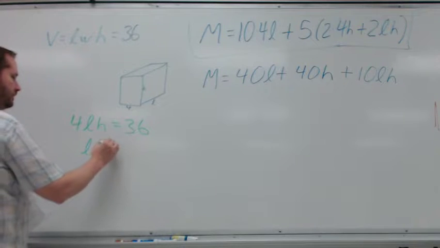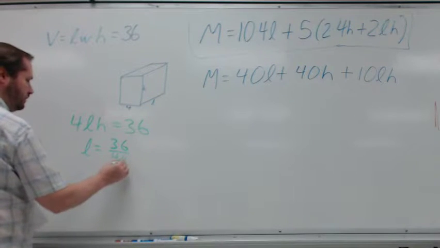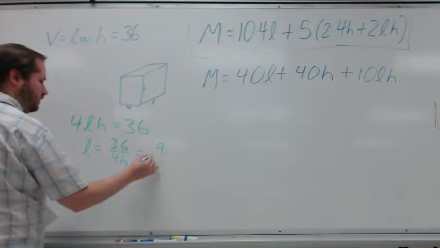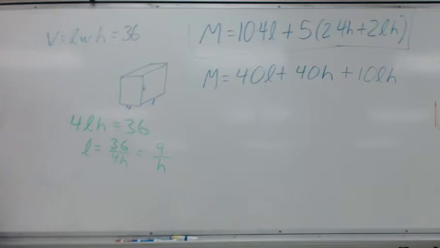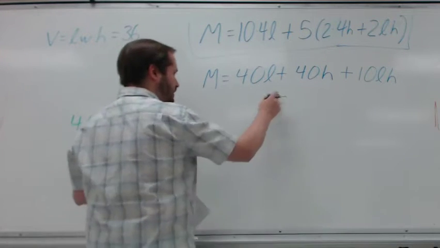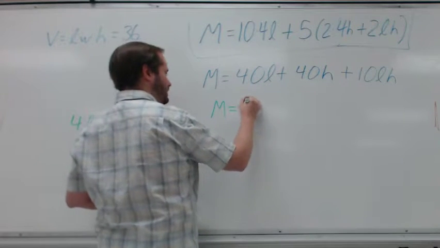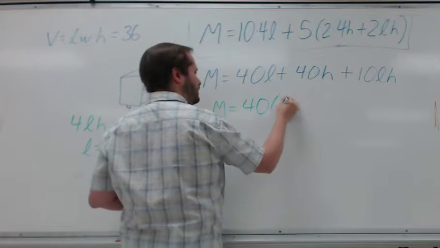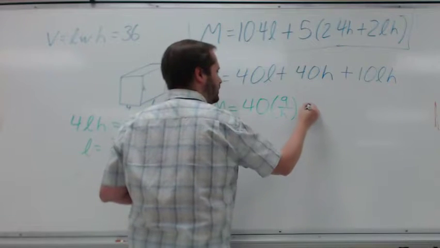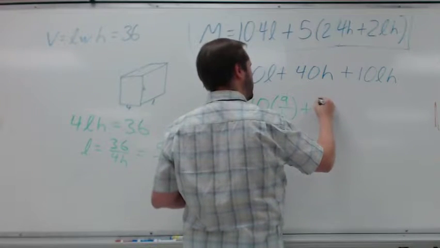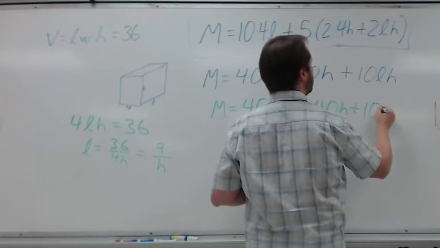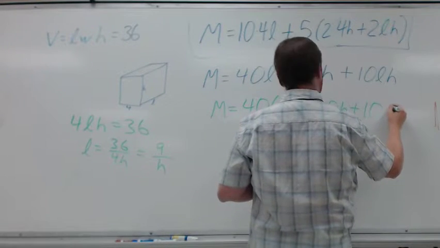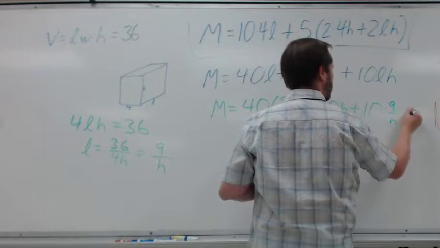L is equal to 36 over 4H. There was no right answer. Those at home might try to solve for H just for funsies, and that gives us 9 over H is L. So now we substitute this back into our problem. We get M equals 40 times 9 over H plus 40H plus 10 times 9 over H times H.